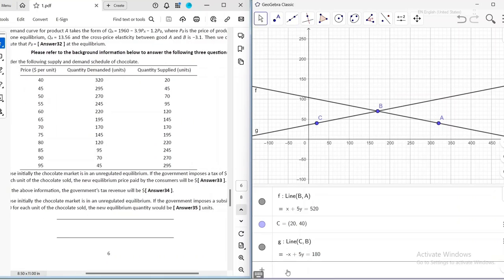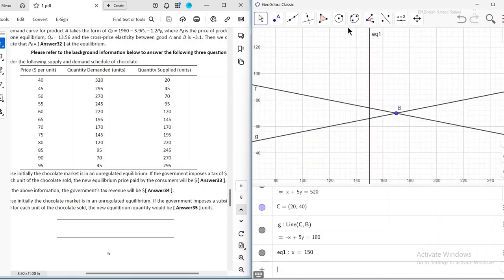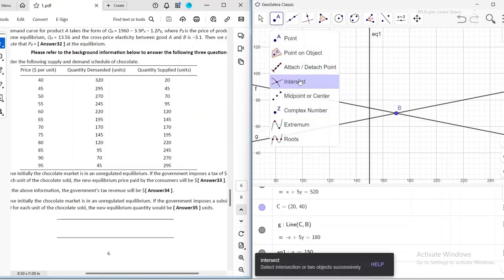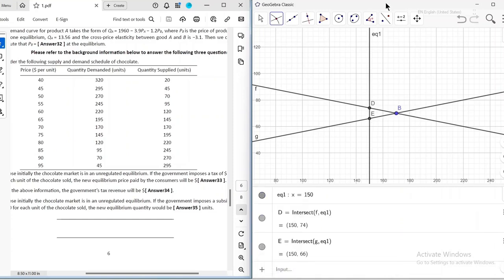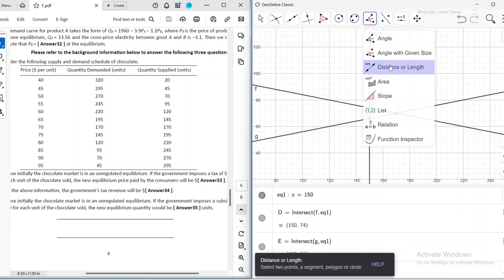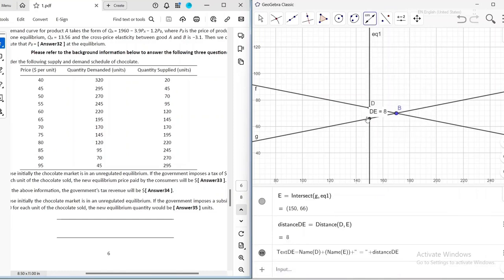So let's say, suppose x equals 150. Now you need to measure the length of this portion. This is a small portion. Okay, and you need to make sure that the length is $30. So first I need to find out the intersection point, and then I can measure the length. That is the distance of D. So you can see this is 8.